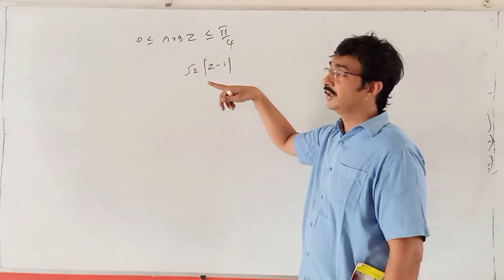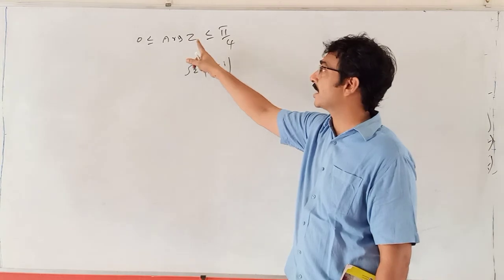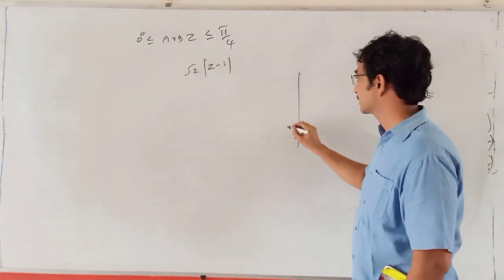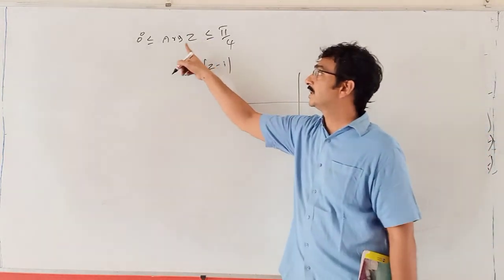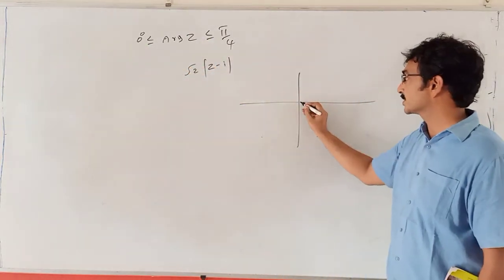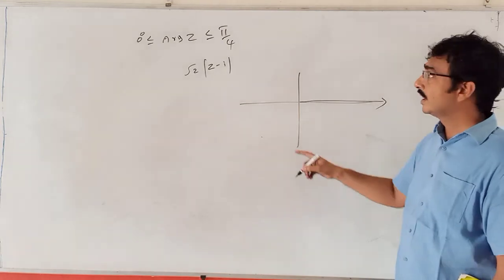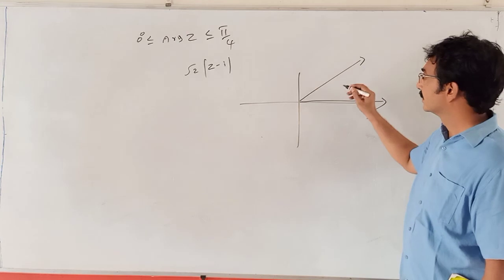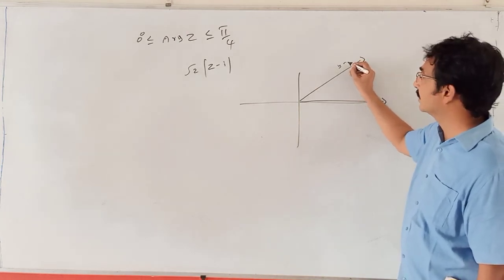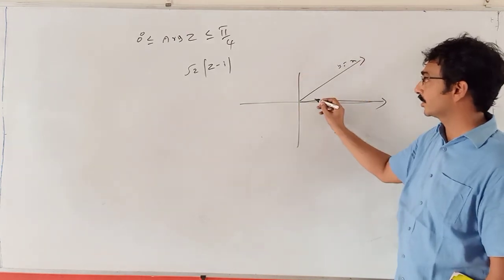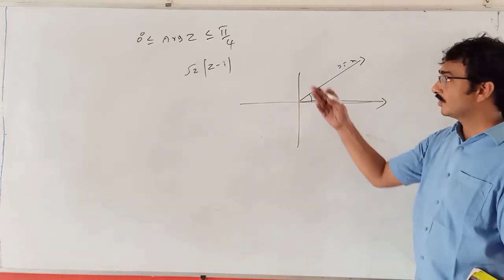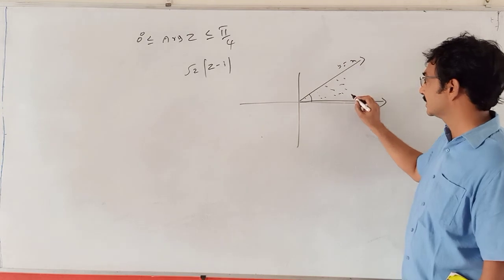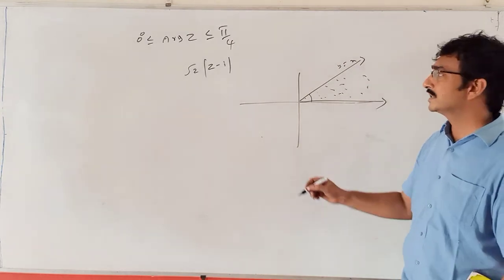Z satisfies this. First, what is the locus of z when argument of z lies between 0 degrees and 45 degrees? Argument of z equal to 0 means positive x axis. Argument of z equal to pi by 4 means this one, the line y equal x passing through the origin with angle 45 degrees. So what about z? Z lies inside this region.